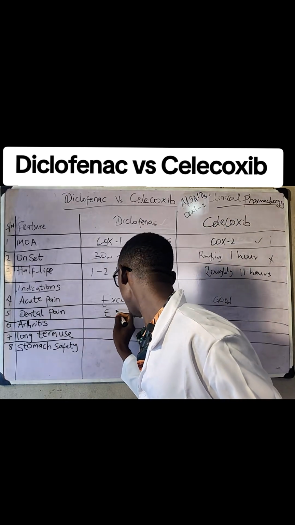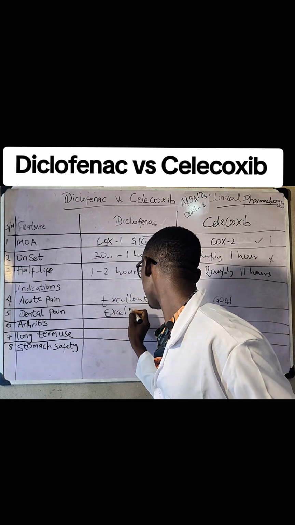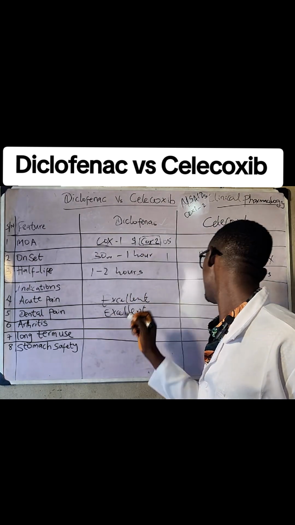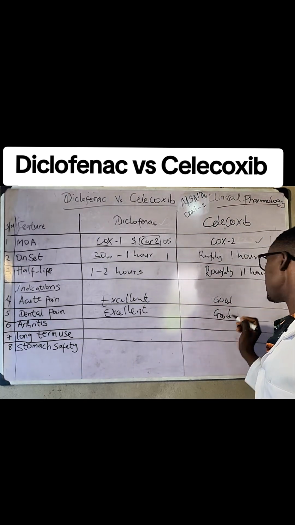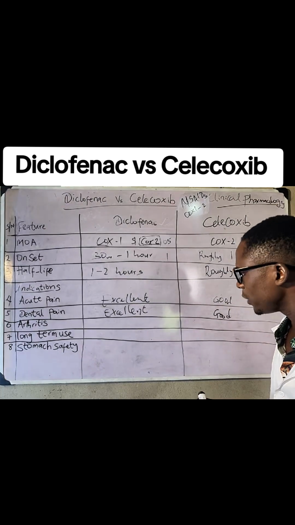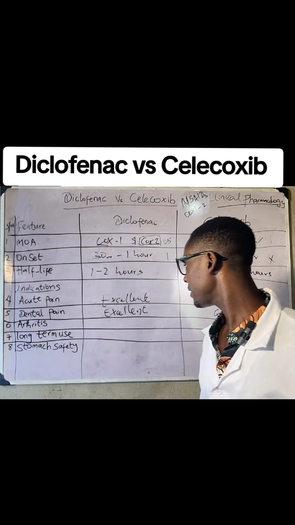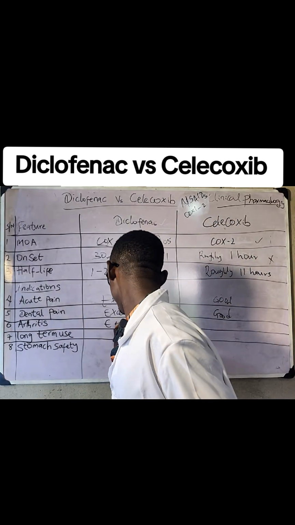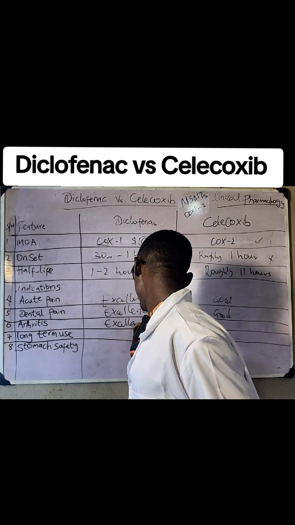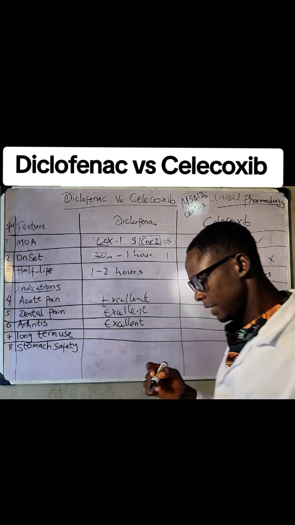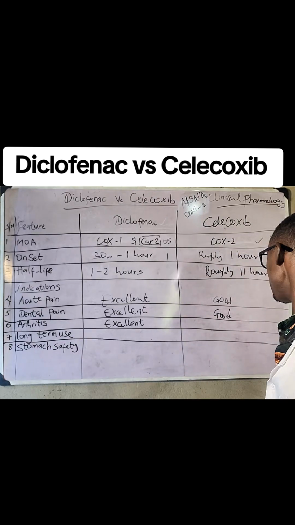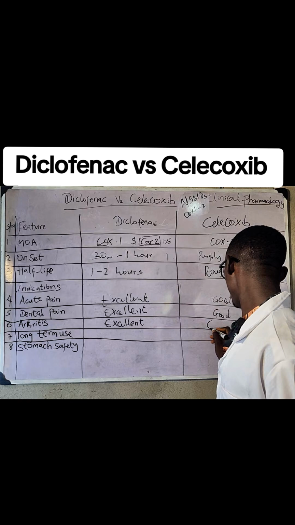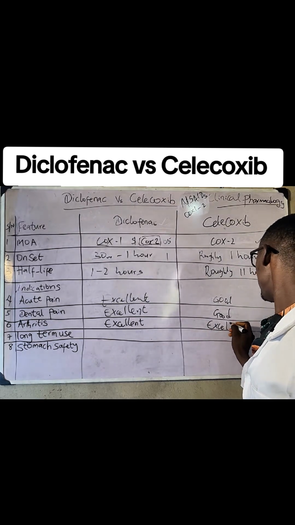For dental pain, someone that is complaining of toothache, diclofenac is also excellent. Celecoxib is also good. It's good, but diclofenac is winning here. For arthritis, diclofenac is excellent, but one thing you should know is that arthritis is not an acute pain. It's an excruciating pain. So Celecoxib is also good for it. Excellent.